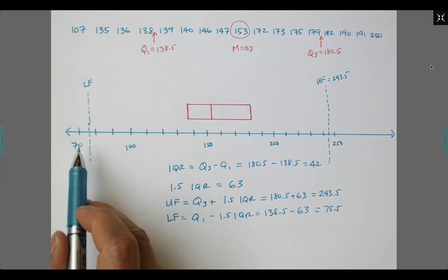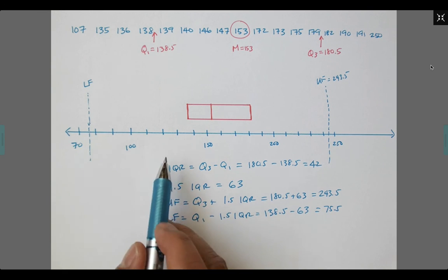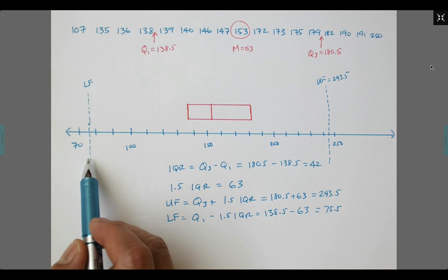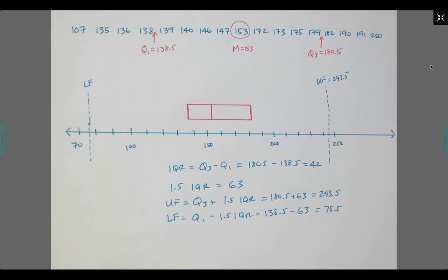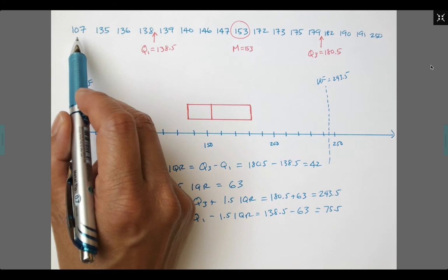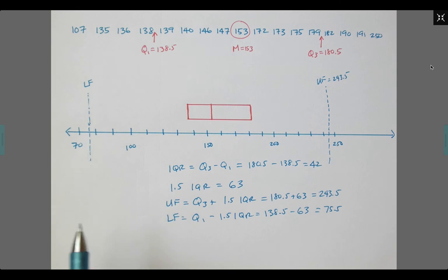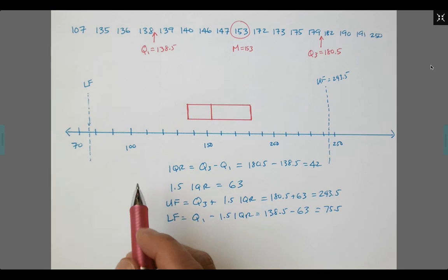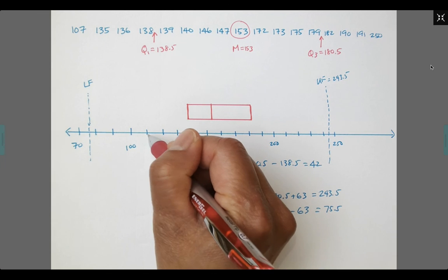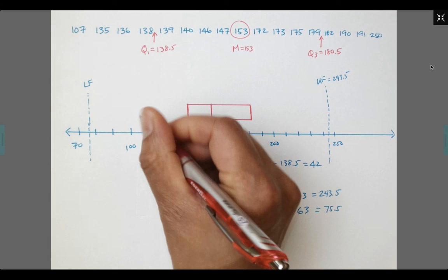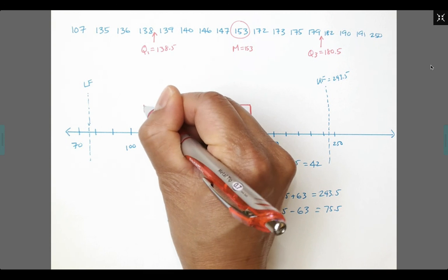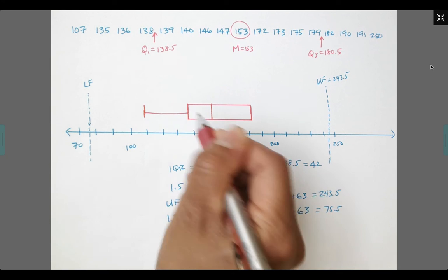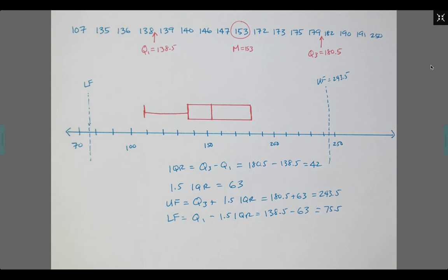Okay, so any actual observations that are less than 75.5 are going to be considered a low outlier. I don't have any because my min is at 107, my minimum value. So I'm going to go ahead and draw my lower whisker at 107. So that's 100, that's 110, so it's a little more than halfway. So my whisker's right there. Okay, so there's my low whisker.